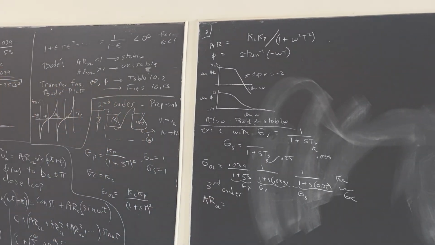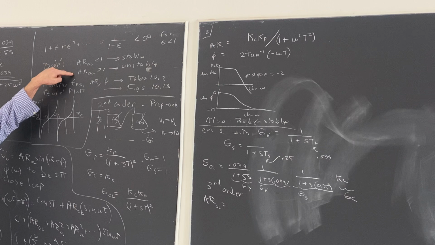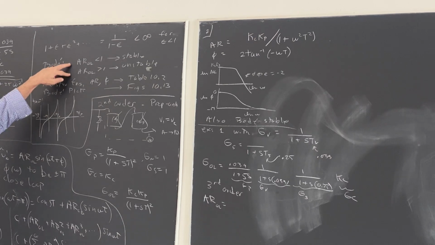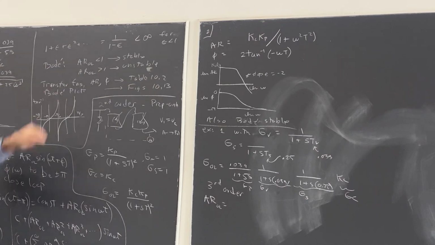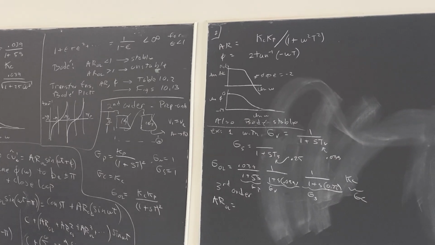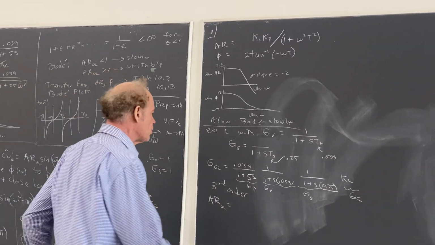And remember, I'm doing the amplitude ratio for the open loop system because the Bode stability criterion just depends on the amplitude ratio of the open loop system. So even though I have a closed loop, I look at the amplitude ratio for the open loop system. All right, well, let's go ahead and do it.